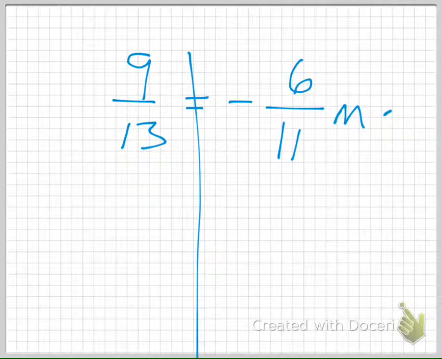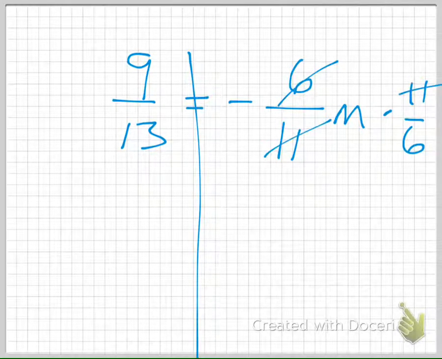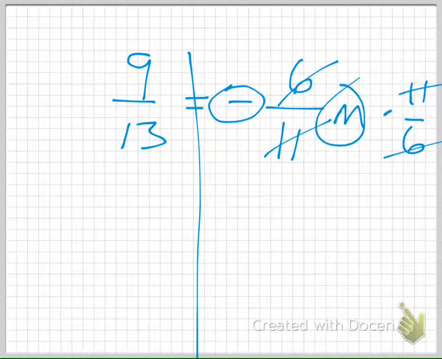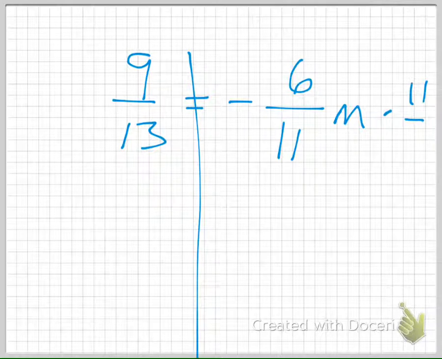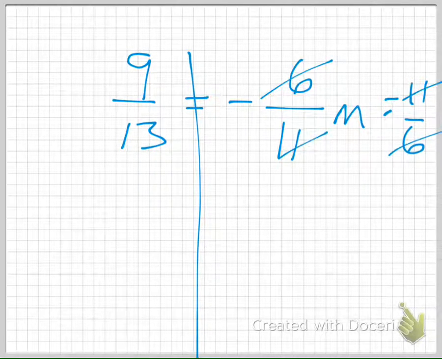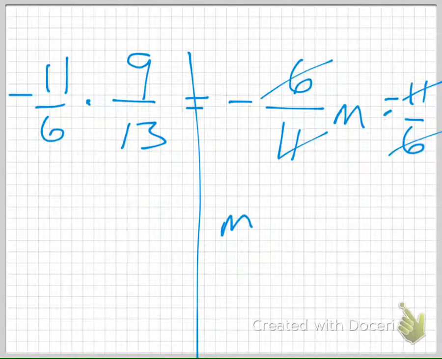If I was to just multiply by 11/6, then yes, the numbers are gone, but that still leaves me with a negative m. Is that what I'm after? No. So I want to multiply this by a negative 11/6. Gone, gone, gone, gone. That leaves me with just an m. I multiply this side by negative 11/6. I could just go 99, whatever. Is that what I want?